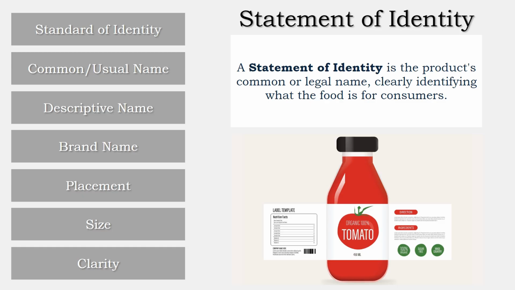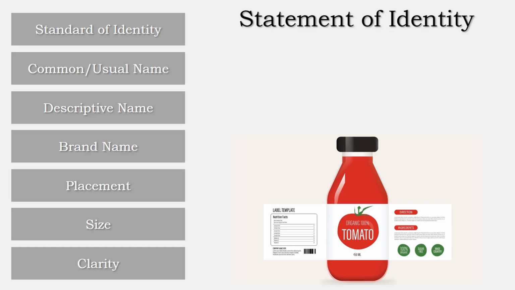A food manufacturing statement of identity is the product's common or legal name, clearly identifying what the food is for consumers. It must be placed on the principal display panel, or PDP, and follows a hierarchy, using the name from a standard of identity if one exists. If not, it must be the common or usual name or, if necessary, a descriptive term. It is distinct from the brand name and must be prominently displayed in a font at least half the size of the largest font on the package. Here are the specific requirements and some examples.